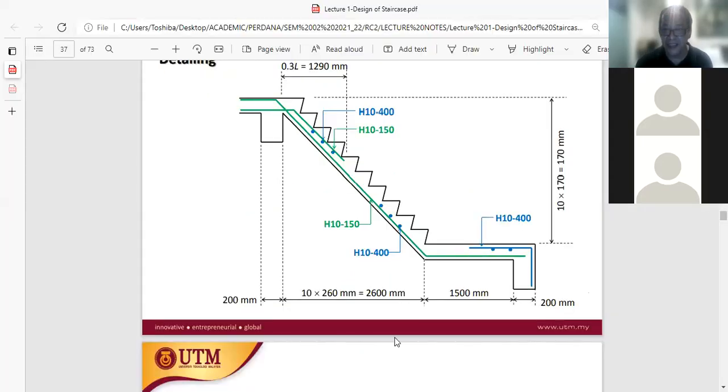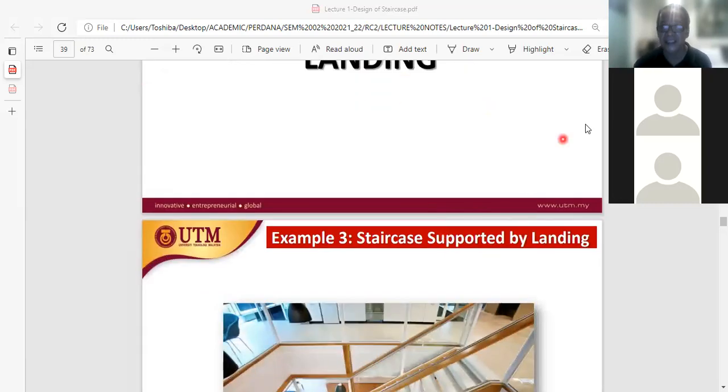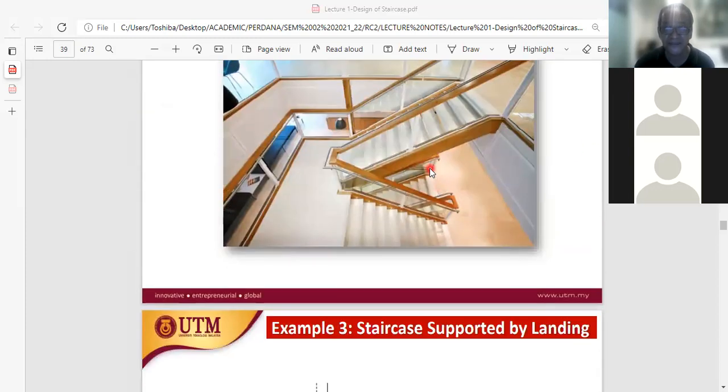We'll move on kepada the third example, where now the third example is a totally different case compared kepada example 1 dengan example 2. We're coming to example number 3, where now we have a staircase supported by landing. Bukan supported by beam, tetapi supported by landing. So the landing is now acting as a support for staircase. And how kita tengok ni, how is this example? How does it look like?